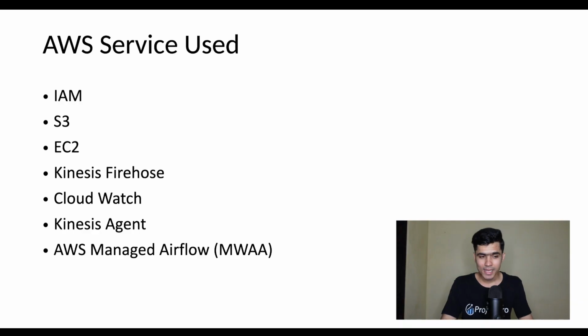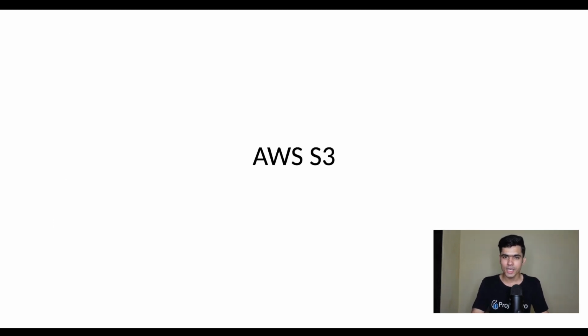Now, let's understand all of the individual services that we will be using in this particular project. First is IAM, Identity Access Management. Second is S3, Simple Storage Service. Third is EC2, Elastic Compute Cloud, then Kinesis Firehose, CloudWatch, Kinesis Agent, and AWS Managed Airflow. Let's understand these services individually.